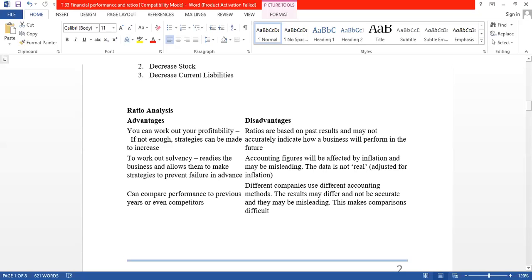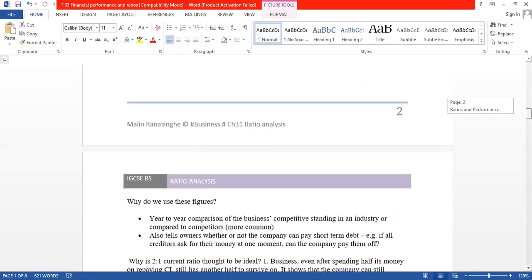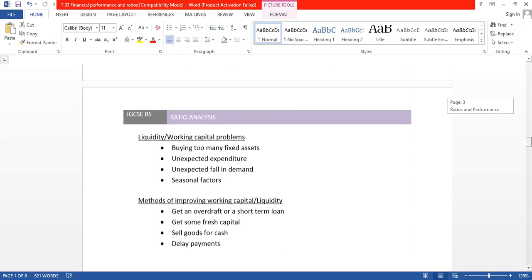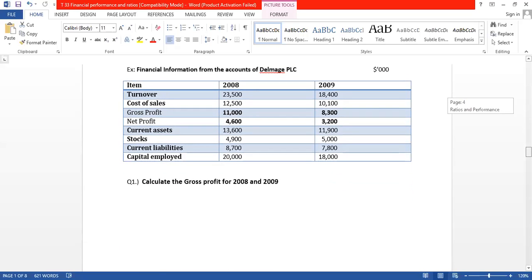Okay. Now I'm going to introduce you to the gross profit margin. First I'm starting with the gross profit margin. Look at this question, financial information accounts of the Delmage PLC. I have given here 2008 and 2009 figures: turnover, cost of sales, gross profit. So if you want to calculate the gross profit margin for 2008, what I have to do is 11,000 divided by 23,500 into 100.